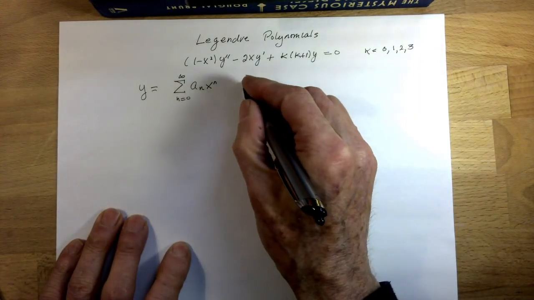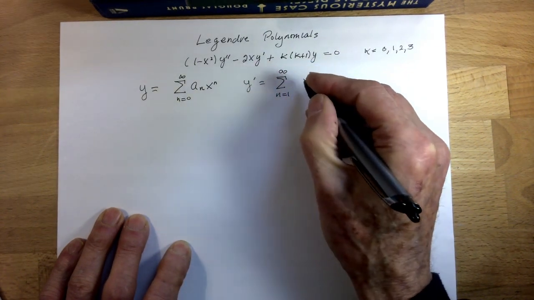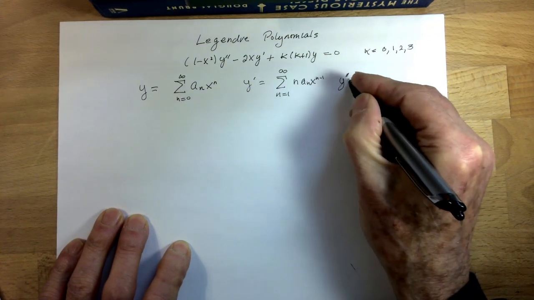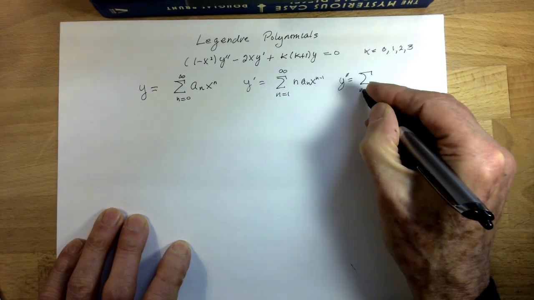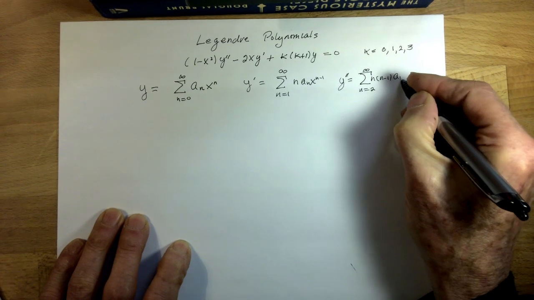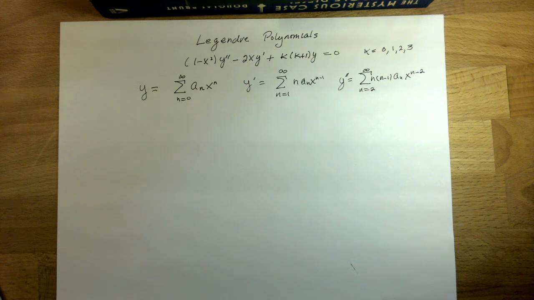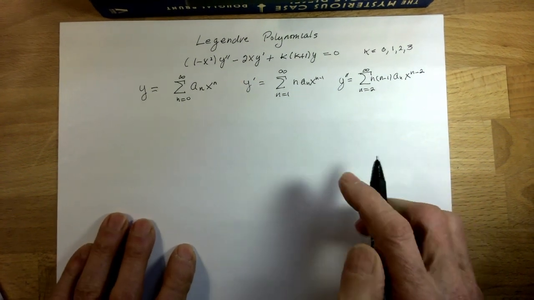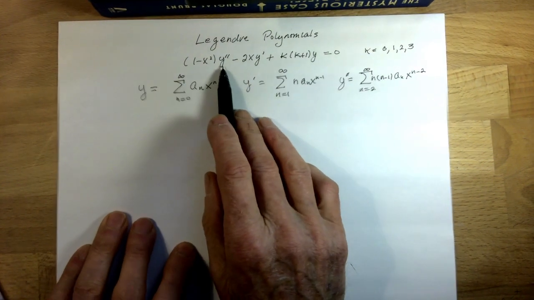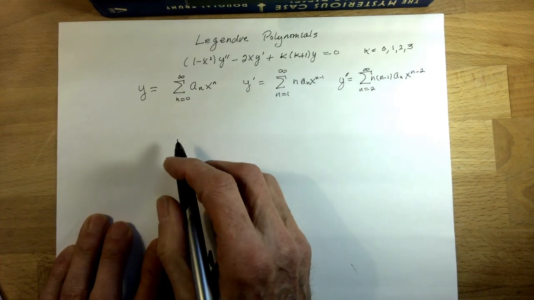In order to do that, of course, we'll need y prime, which is the sum n equals 1 to infinity n a sub n x to the n minus 1. And we'll need y double prime, which of course is the sum n equals 2 to infinity n times n minus 1 a sub n x to the n minus 2. Okay, if we plug all that in, instead of three terms we actually have 4 terms, because we're going to multiply y double prime times 1 and y double prime times minus x squared. So we get the following set of equations.